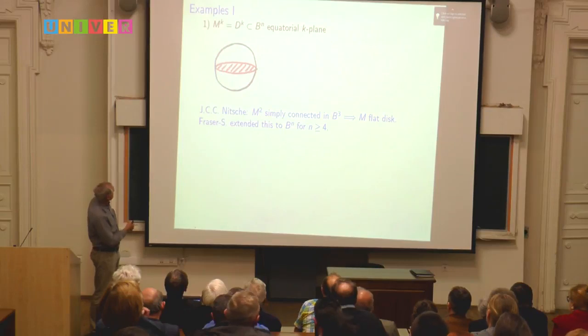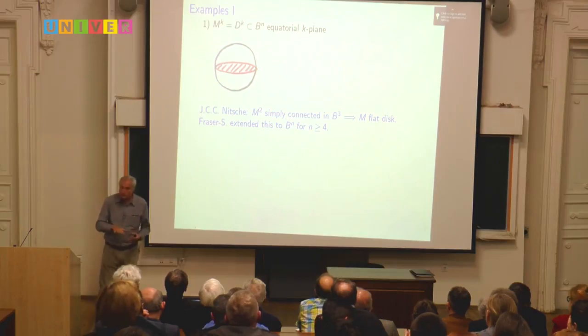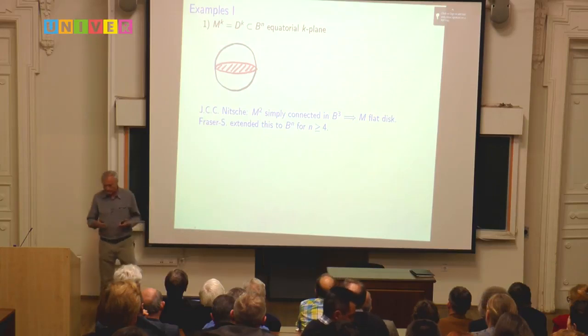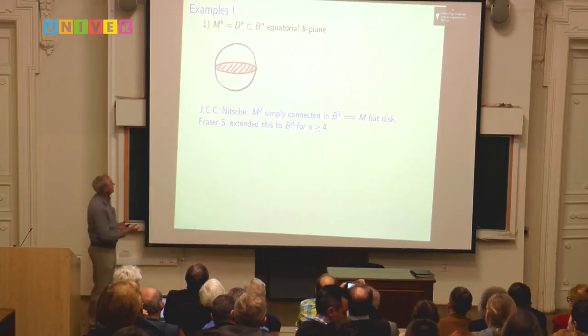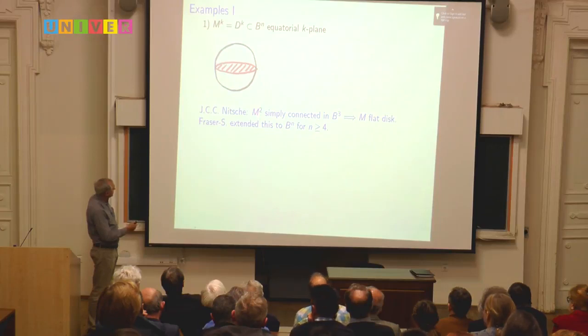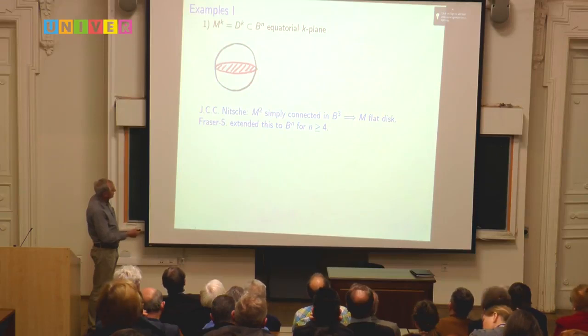So the simplest example, of course, is a flat disk. We take a disk through the origin, then it will meet the boundary orthogonally. It's totally geodesic, so it has zero mean curvature as well. And in fact, there's an old theorem from about the middle 80s, 30 years ago or more, that says that the only simply connected free boundary minimal surface in the three-ball is a flat disk.